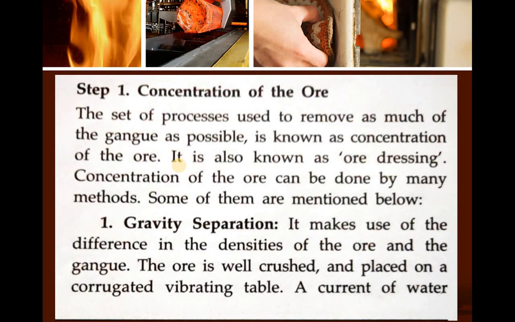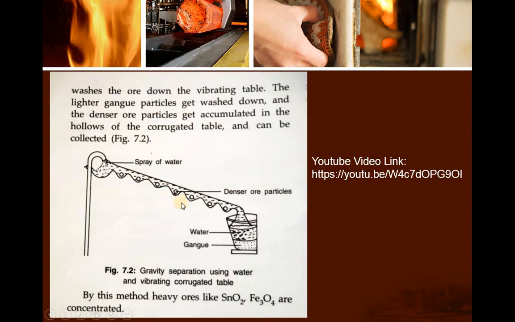Now concentration of the crushed ore is generally done by certain methods we have already mentioned, that is gravity separation or hydraulic washing. Gravity separation is also called hydraulic washing or levigation, then froth flotation, then magnetic separation, and chemical method or leaching. Now what is gravity separation? This makes use of the differences in the densities of the ore and the gangue, and this is the principle of this process. Ore is well crushed and placed on a corrugated vibrating table. This is the table, a corrugated vibrating table.